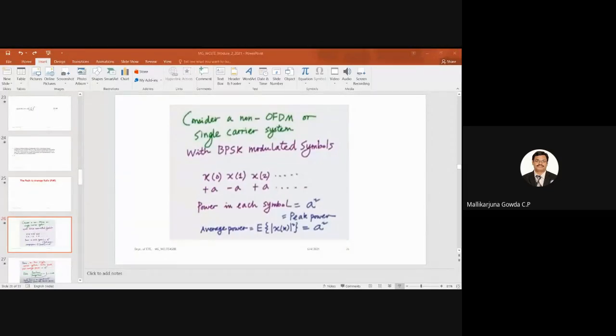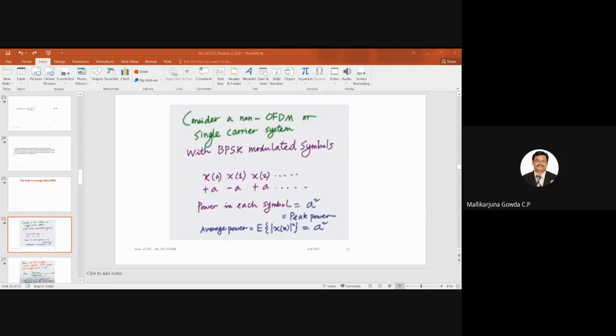I took a non-OFDM signal, which is the single carrier system. I have taken the example of a BPSK modulated signal. I just wrote the different symbols, x of 0, x of 1, x of 2, and so on. How do I represent x of 0? By plus A, and x of 1 by minus A. In BPSK, we represent symbols 0 and 1 with the magnitudes plus A and minus A.